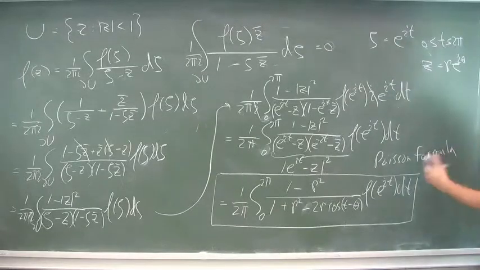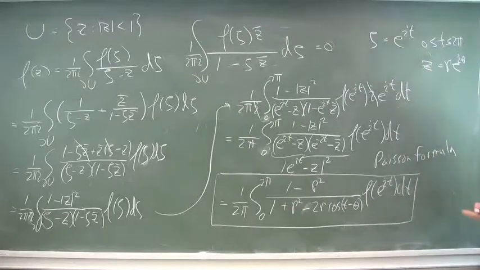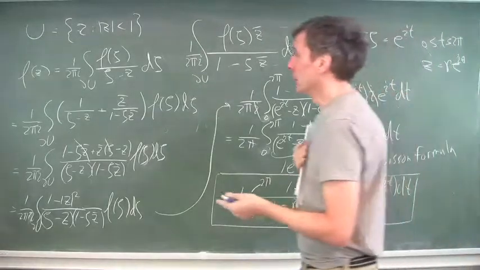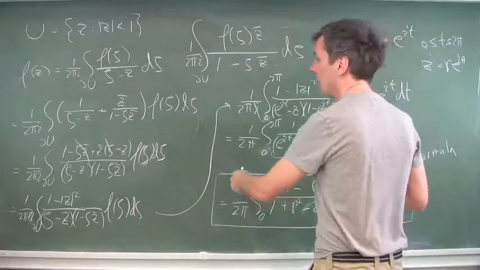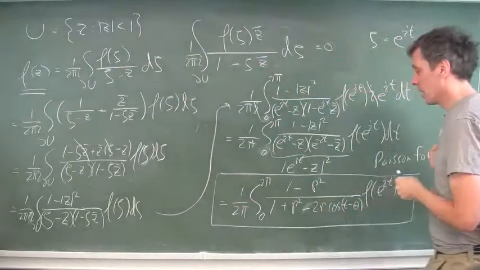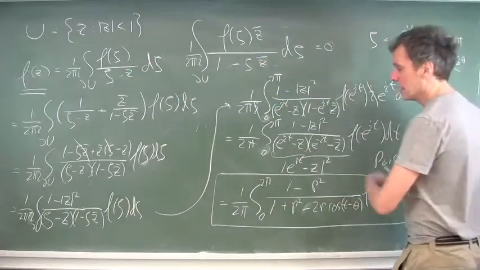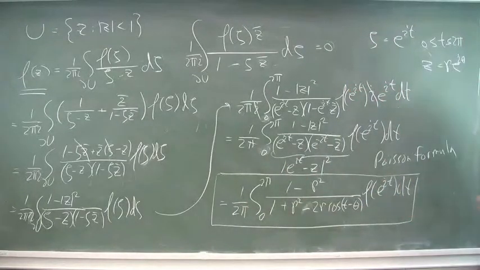And in a way it can be said that this Poisson formula does the same job as the Cauchy integral theorem, because what we have actually shown is that we can represent our analytic function inside the unit circle by an integral like this.